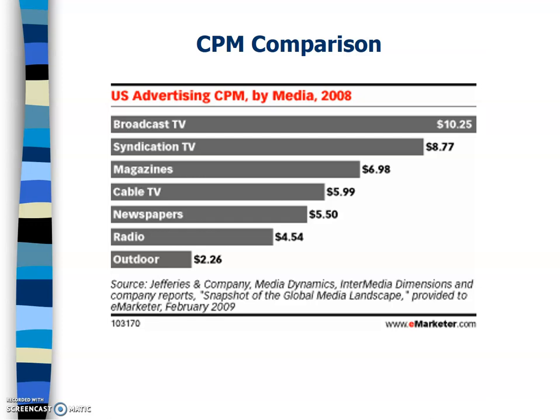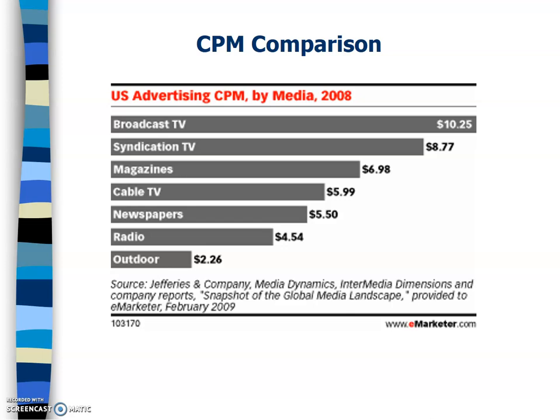Let's look at some cost per thousand comparing different media. And you can see that here, broadcast television is the highest cost per thousand at $10.25. Means it costs on average around $10 to reach 1,000 people with an ad. And it goes down, magazines, cable TV, newspapers, radio, and then outdoor is the lowest cost.